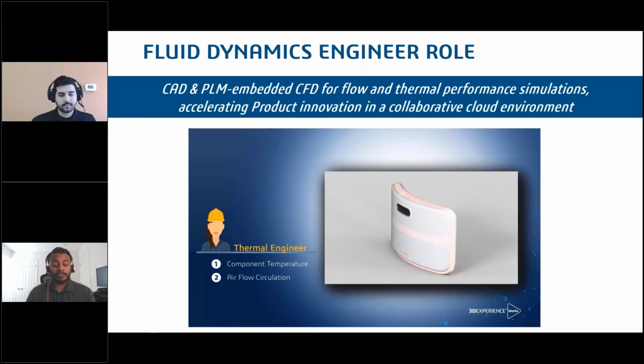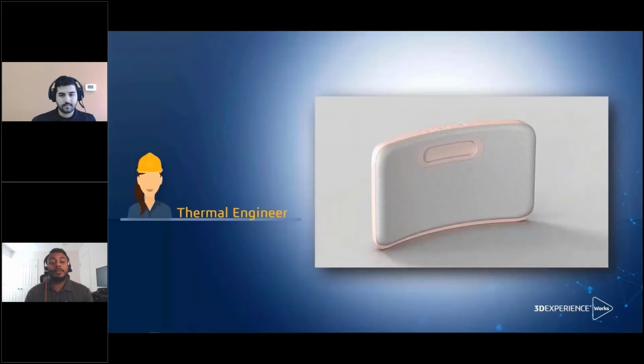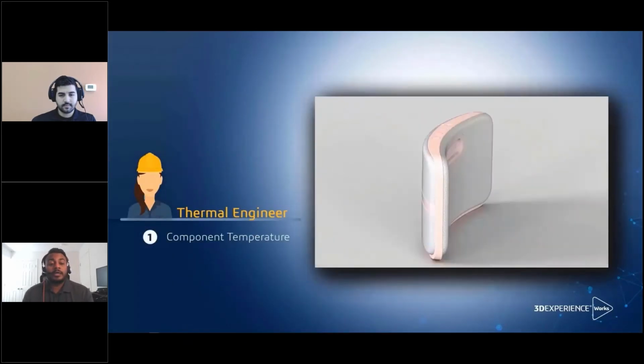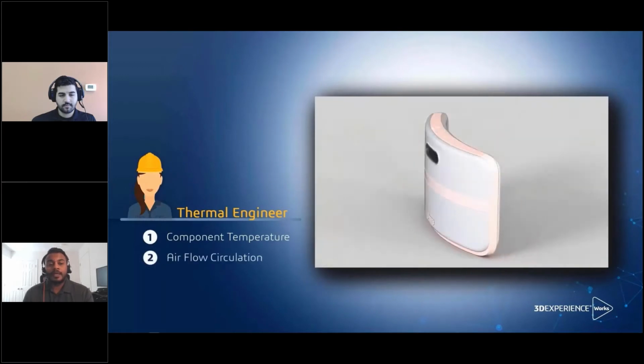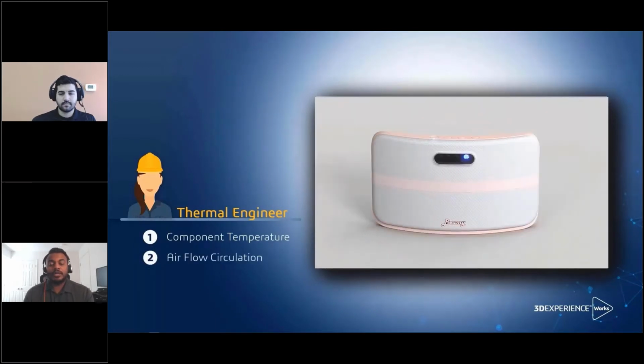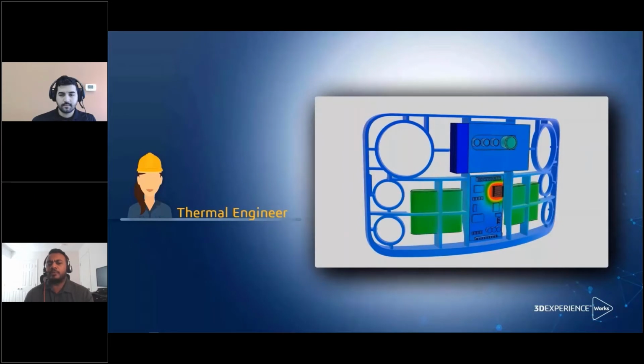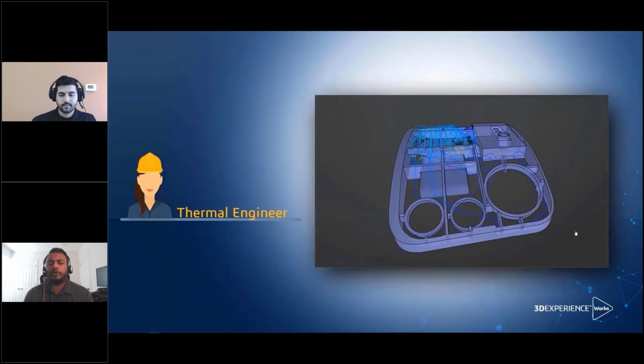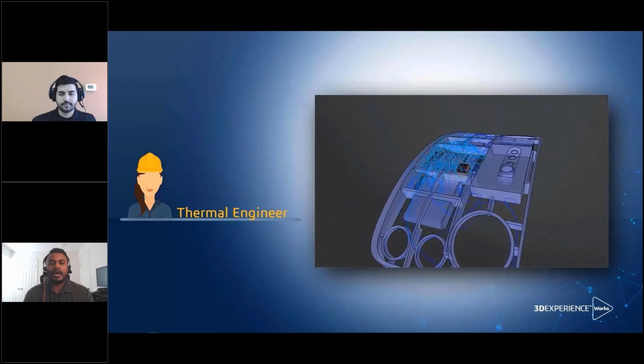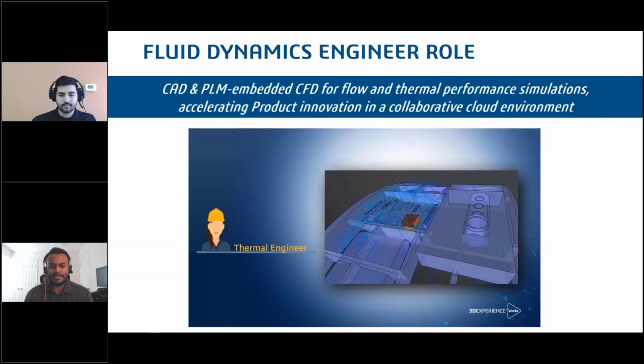So when we take a look at this solution for the BIMI, a thermal engineer would typically want to identify the component temperature as well as the airflow circulation revolving around that PCB board, because that PCB board is probably going to be dissipating the most amount of heat. In this case, we can see the heat sink, which is sitting on the main chip of this PCB board, which essentially powers the entire BIMI. So we want to make sure that main chip is at an acceptable temperature throughout its usage.